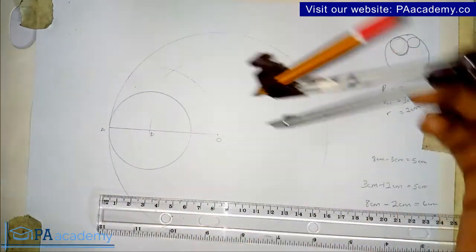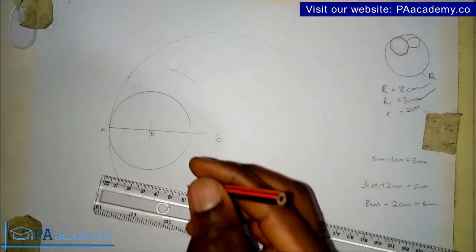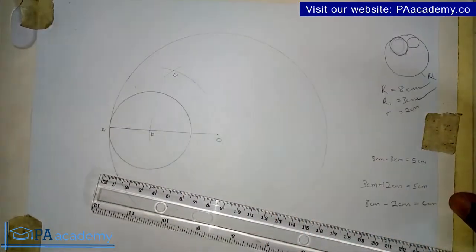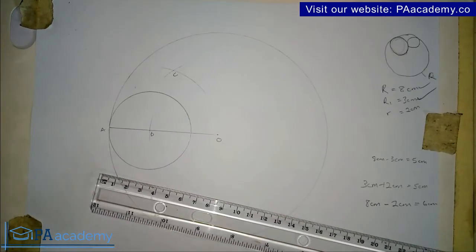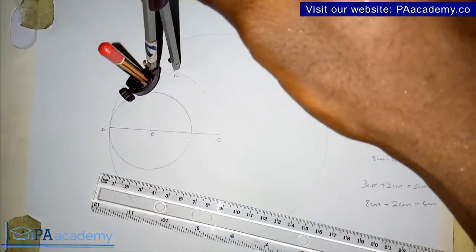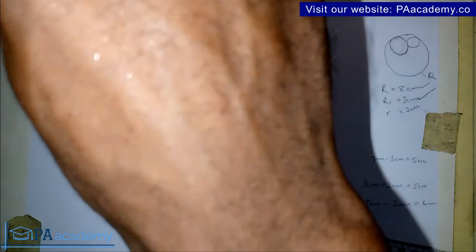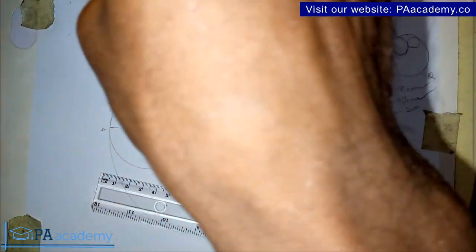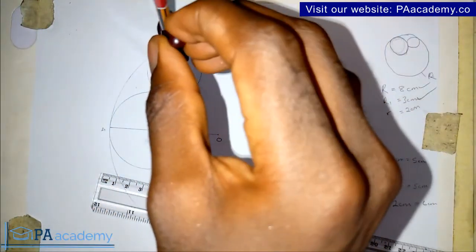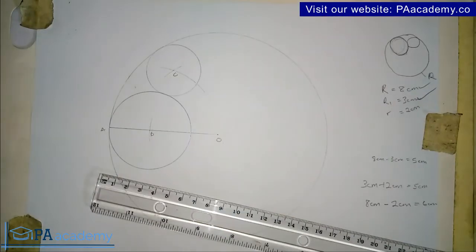So I've just measured 2 centimeters. I'll place it on this point. Let's call that point C. So I place my compass on point C with a radius of 2 centimeters, and I'll draw the circle. So this is the third circle.